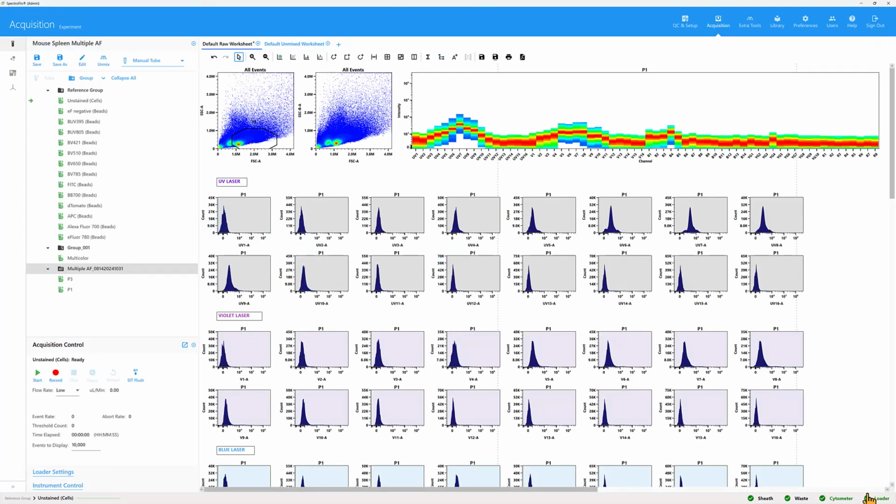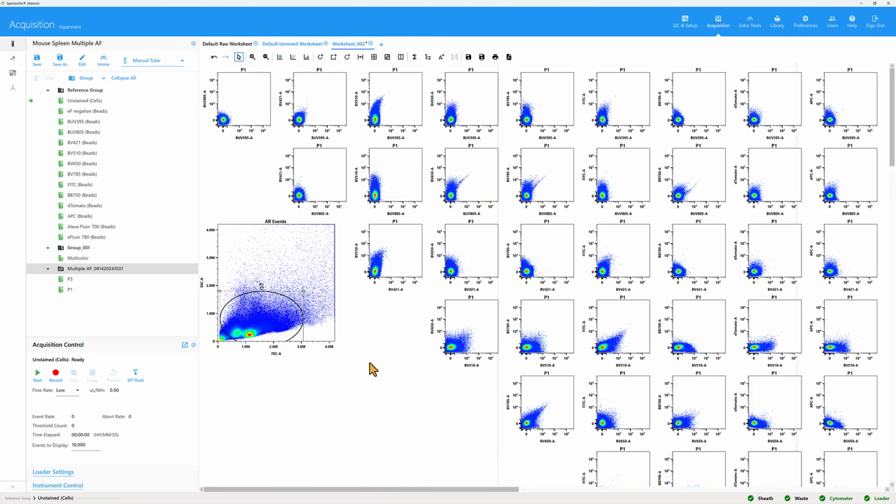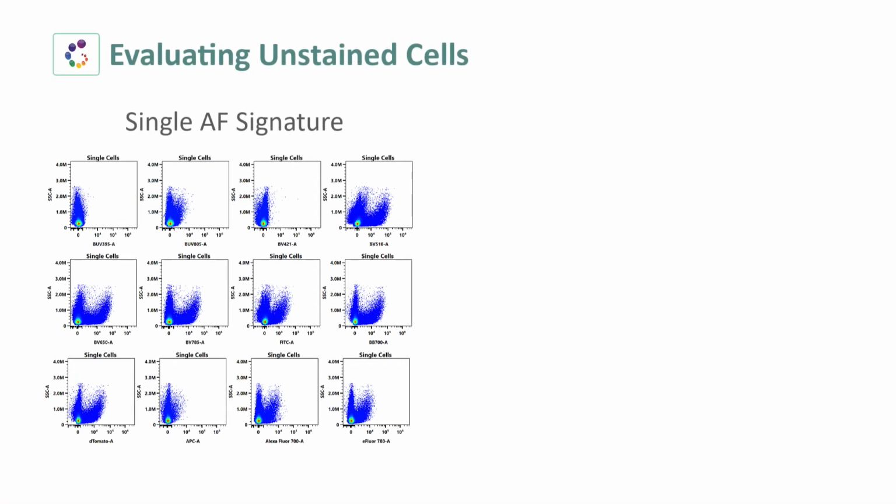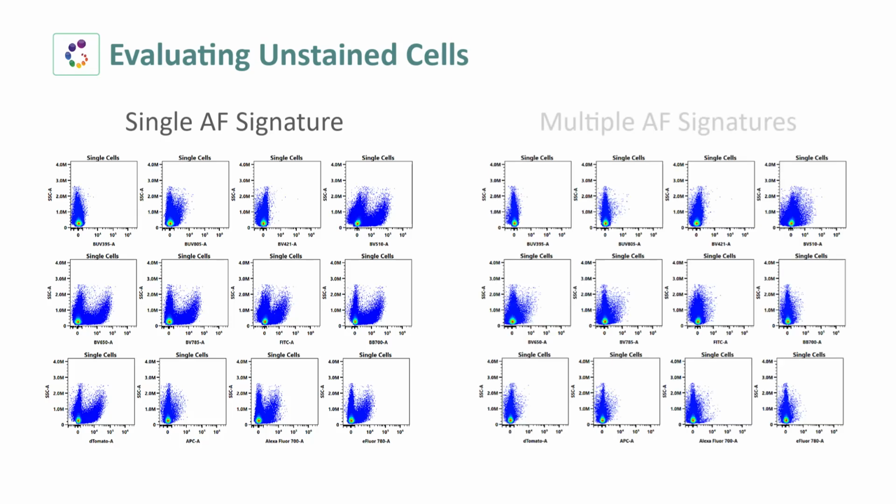To evaluate the results, view the data from the unmixed unstained sample. This can be done in an N-by-N unmixed worksheet, or you can display side scatter versus all parameters. When using the standard unmixing workflow with only one AF signature, there was unexpected signal in some of the fluorescent parameters. But using the multi-AF workflow with the AF Explorer tool, we see that extra signal is gone.